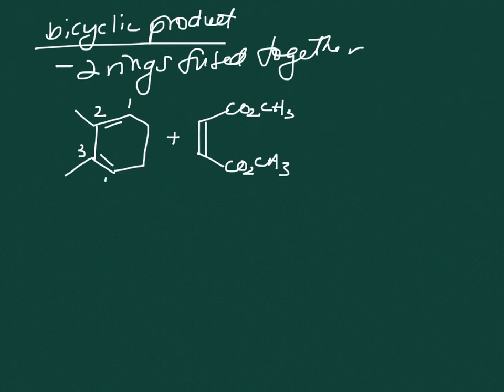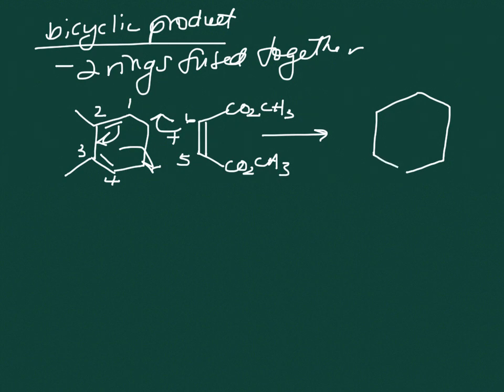2, 3, 4, 5, 6. So, our base is a cyclohexene ring. 1, 2, 3, 4, 5, 6. On carbons 2 and 3, we have a methyl group. Now, carbons 1 and 4 are connected by 2 carbons.